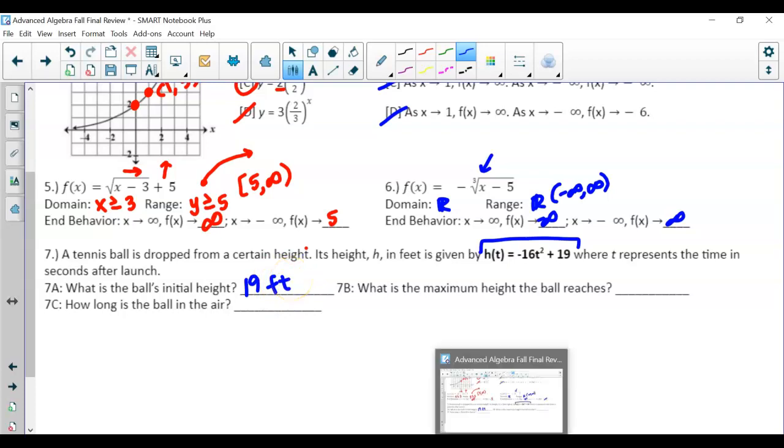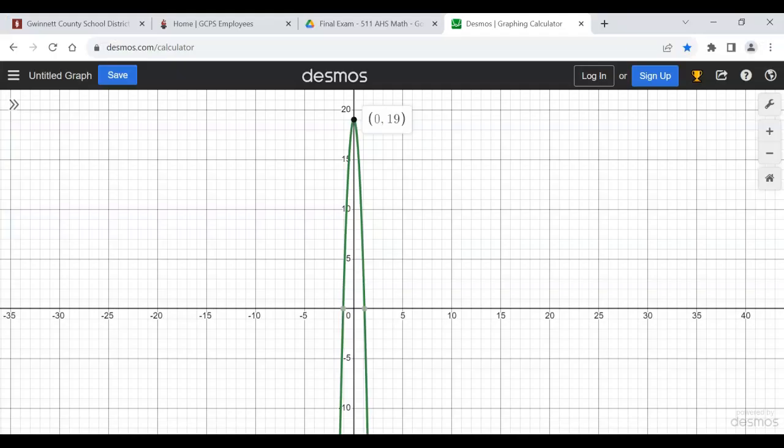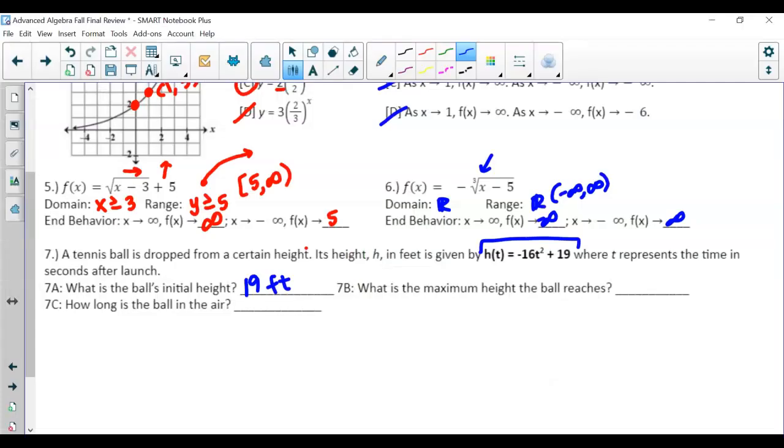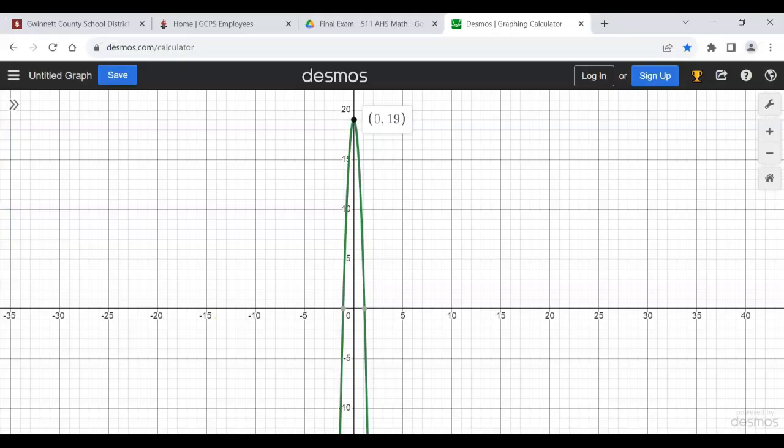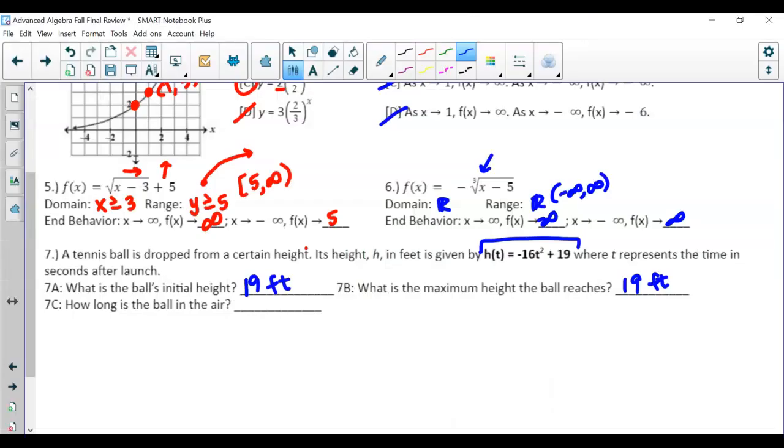Then technically, if you notice, that was the maximum, because then it's here and then boom, dropping. That is the vertex, (0, 19). So the maximum height is also 19 feet. That's its height. But now how long is the ball in the air? So again, when does it start here, right? Because remember, we're not using negative. So when does it reach the ground? Right here. So it's in the air for 1.09 seconds. That's when it hit the ground. Remember, the solutions, the x-intercepts tell you how long it's in the air and when it hits the ground.